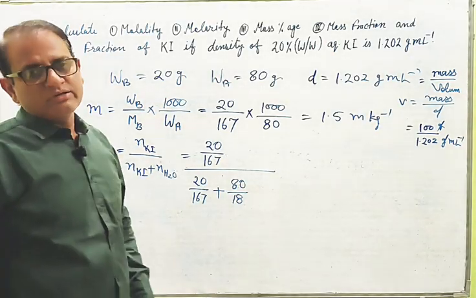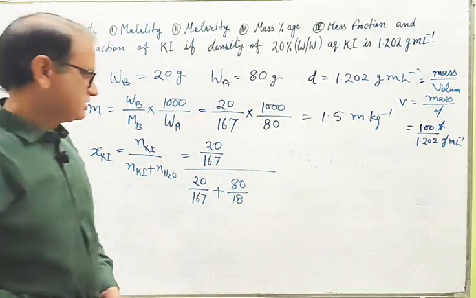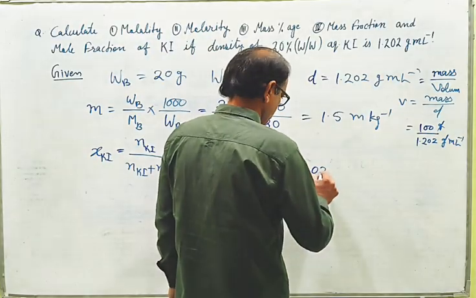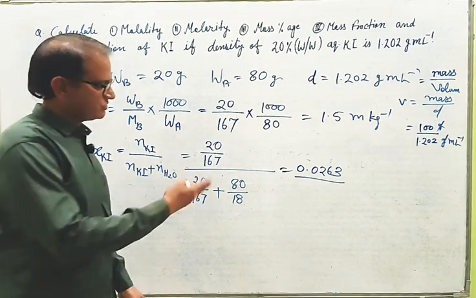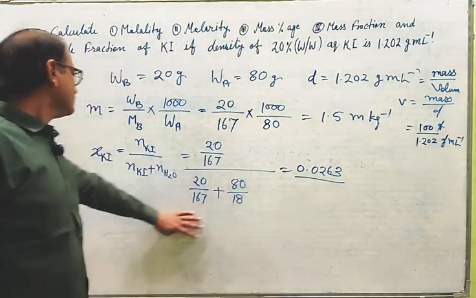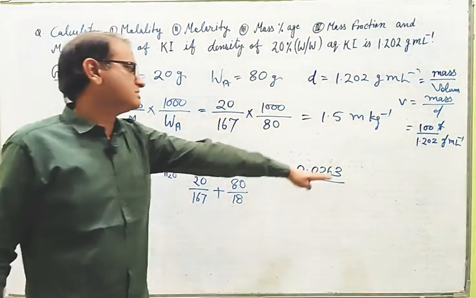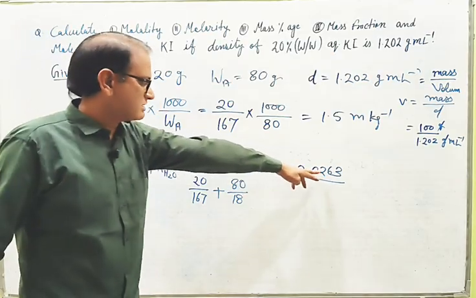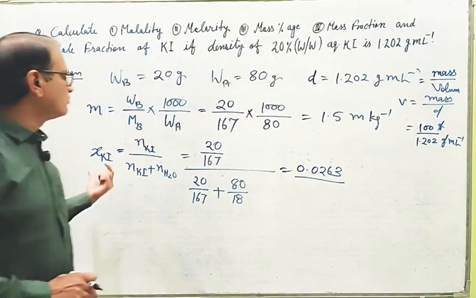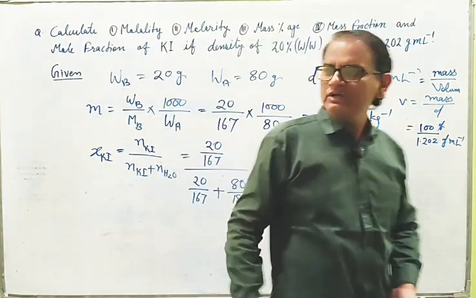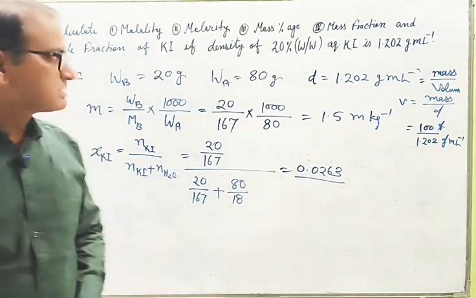Now you can calculate, and it will come 0.0263. You can check whether it is correct or not. It is written here, and I have written it here as well. So this is how you can calculate the mole fraction of KI. Likewise, the mole fraction of water, you just subtract it from 1 because the sum will be 1. So you will get the mole fraction of water. So this is how, in the same numerical, we have calculated almost all the concentration terms.